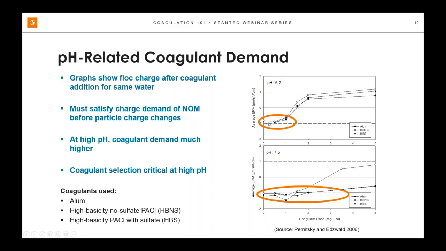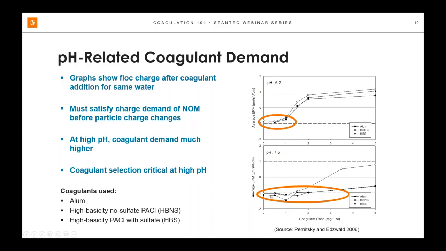So this flat part of the curve is a charge demand that you can think of just like chlorine demand. When you add chlorine, it's reacting with organics, it's doing a lot of stuff. There's a chlorine demand before you see a residual. There is a charge demand with a coagulant before you start to see a charge neutralization effect. So you see that at pH 6.2.